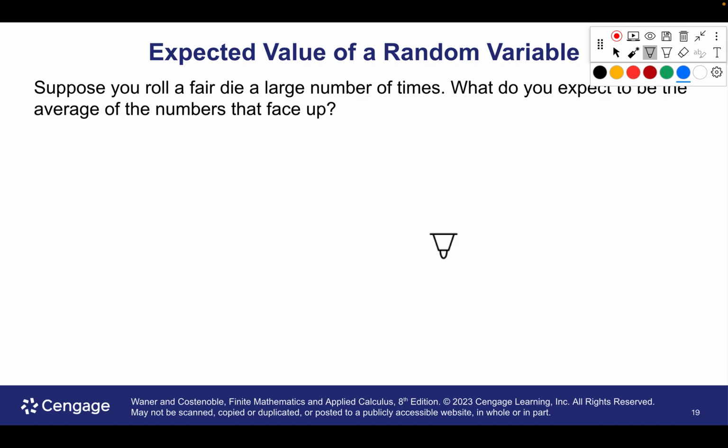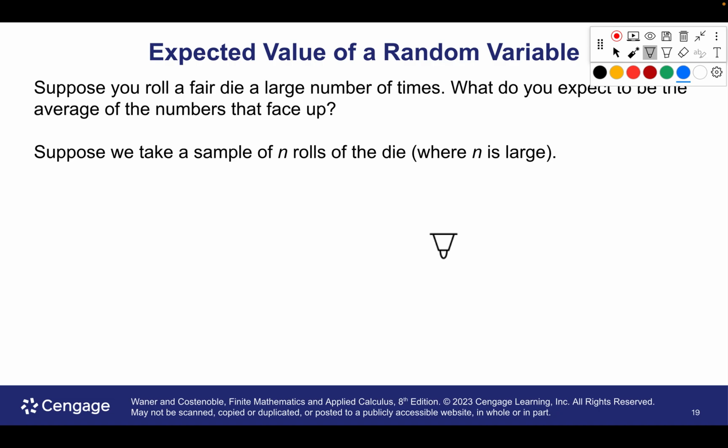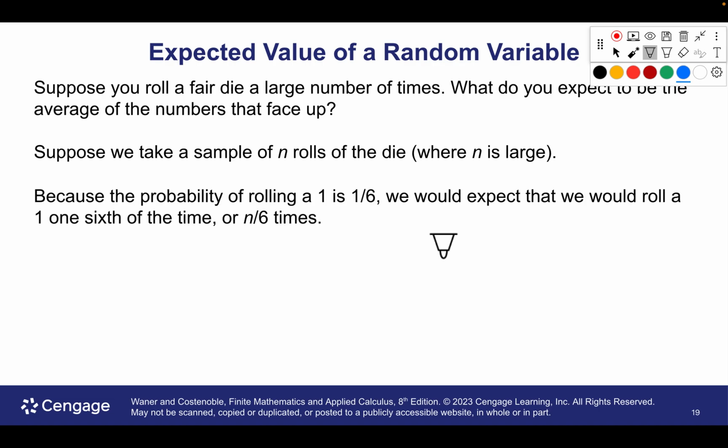So if we roll it n times, and again, you just want to think of it as a big number, maybe 1,000,000 times, maybe we use a computer to do that. We roll the die n times, where n is very large. The probability of rolling each number, so rolling a 1, is 1/6. We would roll a 1 1/6 of the time. Or if we did it n times, n divided by 6, right? So that's sort of looking at the average number of ones we would get.